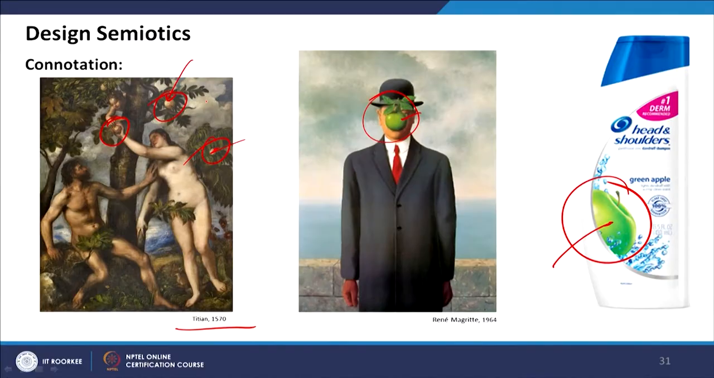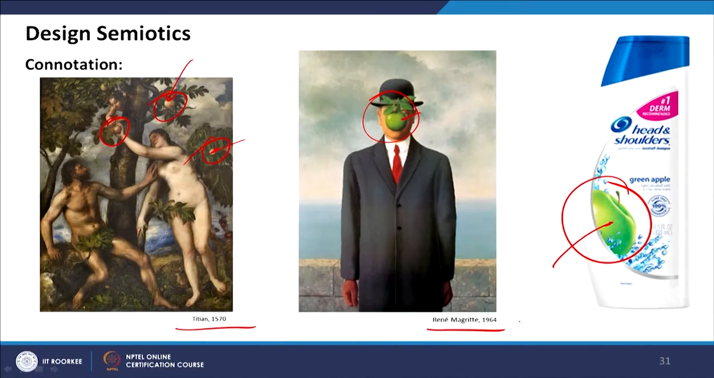So here, this is the meaning of apple, and the story and everything revolves around a particular Christian story. That changes if you know the particular story. Now this is René Magritte's painting from 1964. Titian's painting was from 1570, and if you know the story, then you can interpret Magritte's painting. In connotation, these are different. So this is the first initial story.